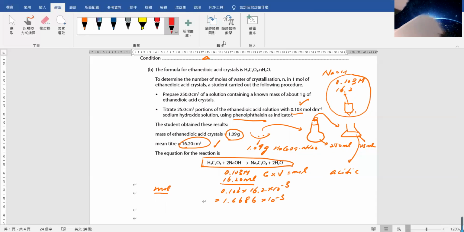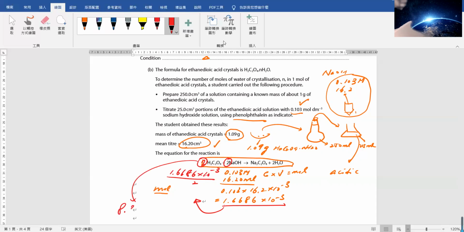Since the mole ratio is 2 to 1, if you get this mole, you should be able to work out the mole of the acid. You just have to divide this number of mole by 2. So you will get 8.343 times 10 to the power negative 4. Now this mole is basically the mole here.